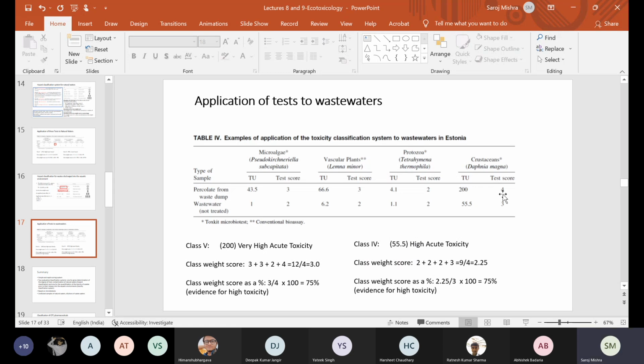Okay, so exactly the same way. So in terms of classification, you will classify it as class 5. Why? Because in one of the tests, it has shown a value of more than 100. That's in this particular test, the toxicity unit is more than 100. So you classify it as class 5, very high acute toxicity.